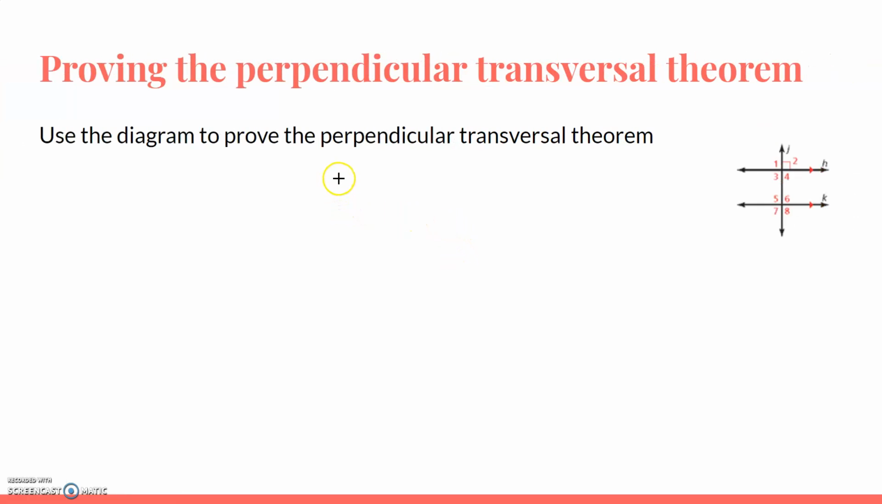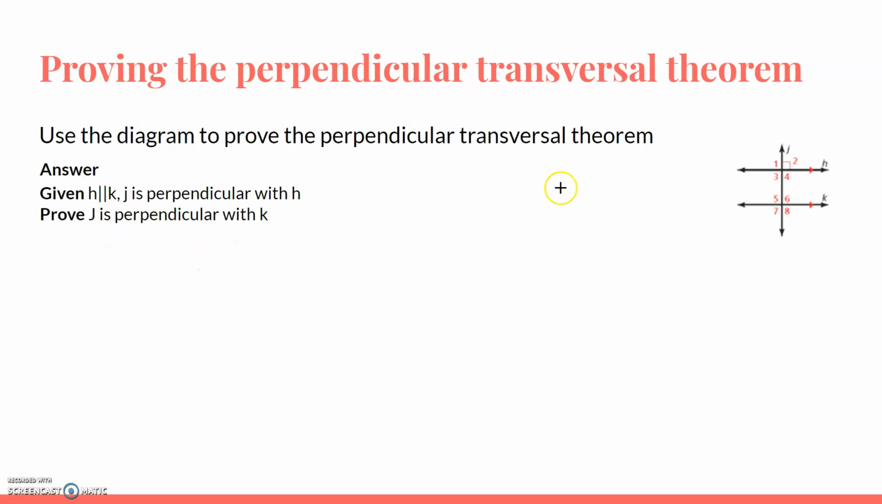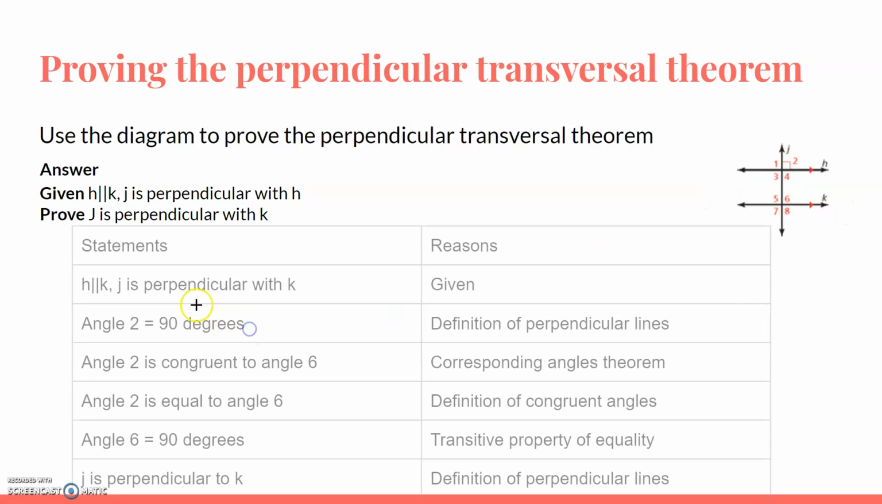Alright, so proving the perpendicular transversal theorem. Use the diagram to prove the perpendicular transversal theorem. Alright, so now that you're back, the answer. We're given that H and K are parallel, and J is perpendicular to H. As you can see here, this symbol marks that lines H and K are parallel, and this perpendicular symbol tells us that line J is perpendicular to line H. We have to prove that line J is perpendicular to line K. So let's write a proof for this.